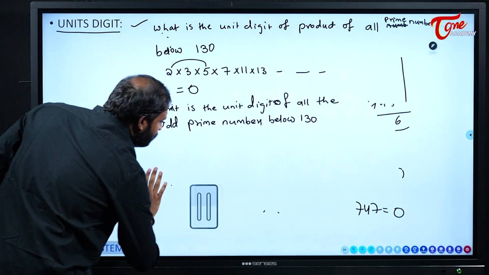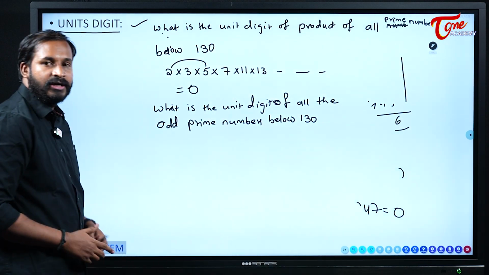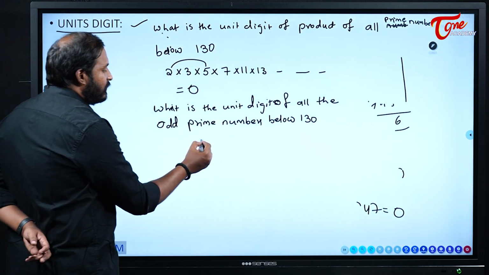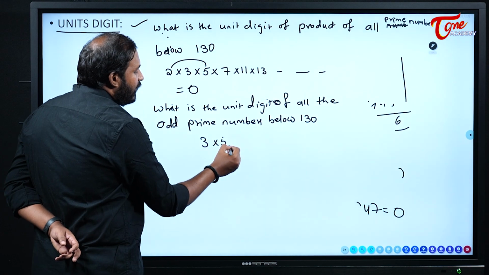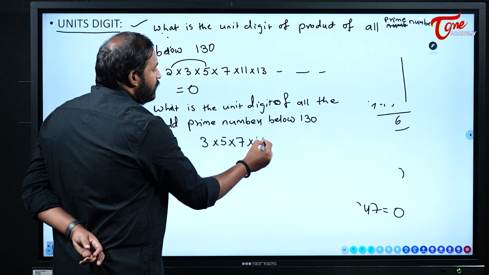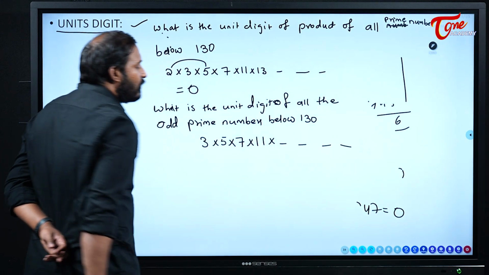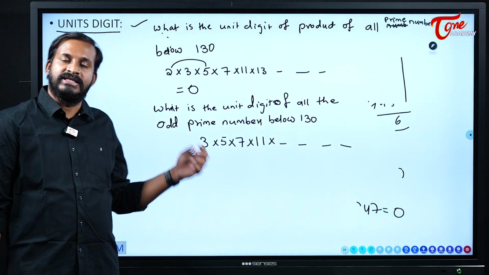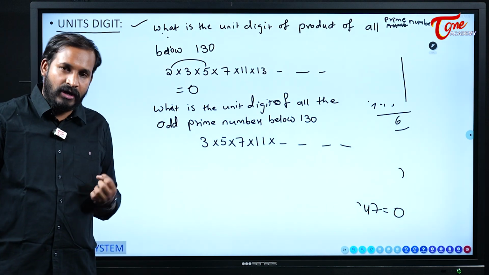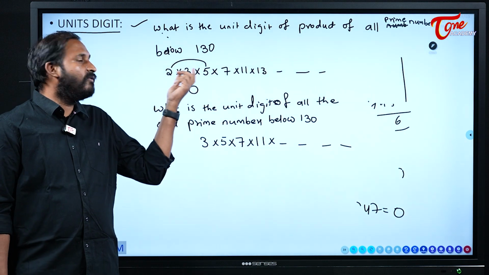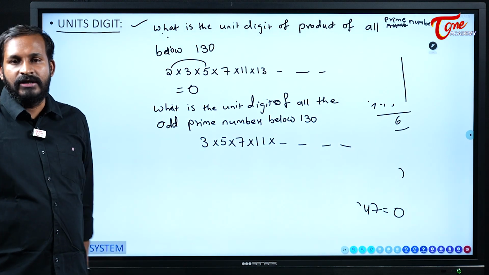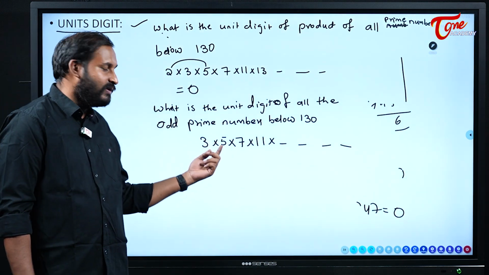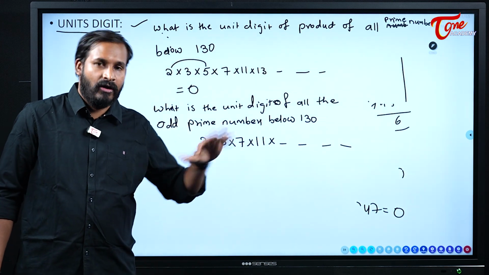It will start from 3. We cannot take 2. Why? Because 2 is an even number. So 3 into 5 into 7 into 11 and so on. From here onwards, all the prime numbers except 2 are odd numbers. In the previous case, I had 5 and 1 even number, so I wrote the units place as 0. But in this case, I will have 5 and all odd numbers only.